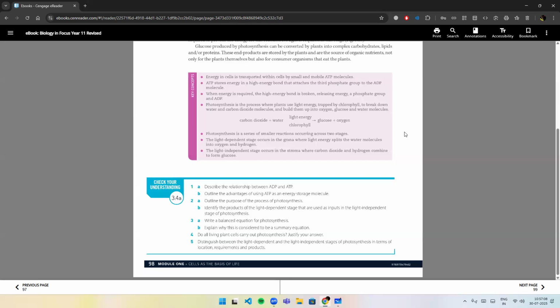Photosynthesis is a series of smaller reactions occurring across two stages. The light dependent stage occurs in the grana, where light energy splits the water molecules into oxygen and hydrogen. The light independent stage occurs in the stroma, where carbon dioxide and hydrogen combine to form glucose.